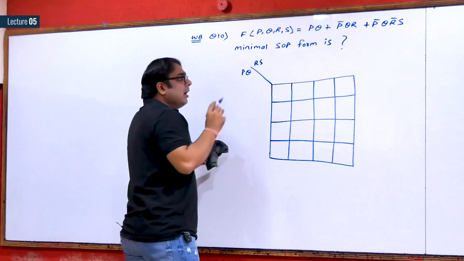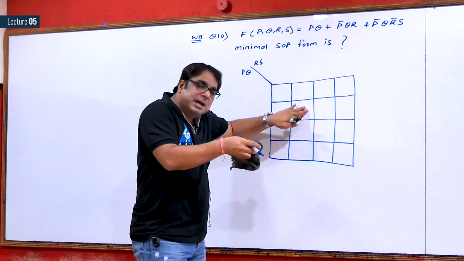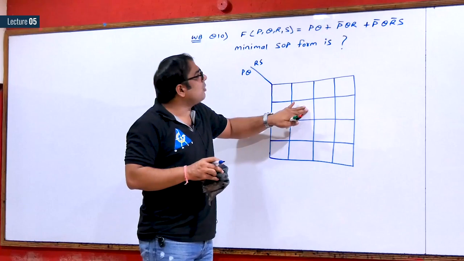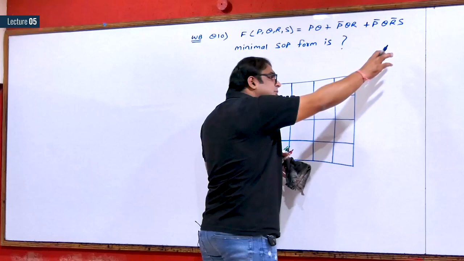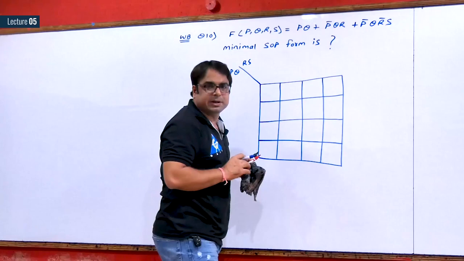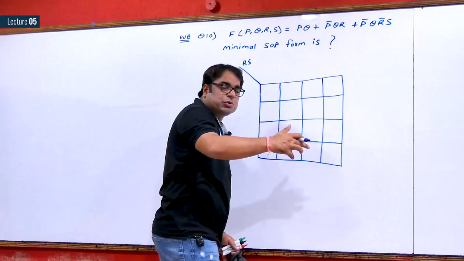One new thing I want you to learn here is that first I have to plot the given function, then make groups, and then find the minimized answer. Till now, we found the minterm numbers by the shortcut, and then from the minterm numbers I plotted the KMAP and started grouping. What I want now is that we should be able to plot this directly on the KMAP. First I am doing what we used to do, then I will change to what we are expected to do.